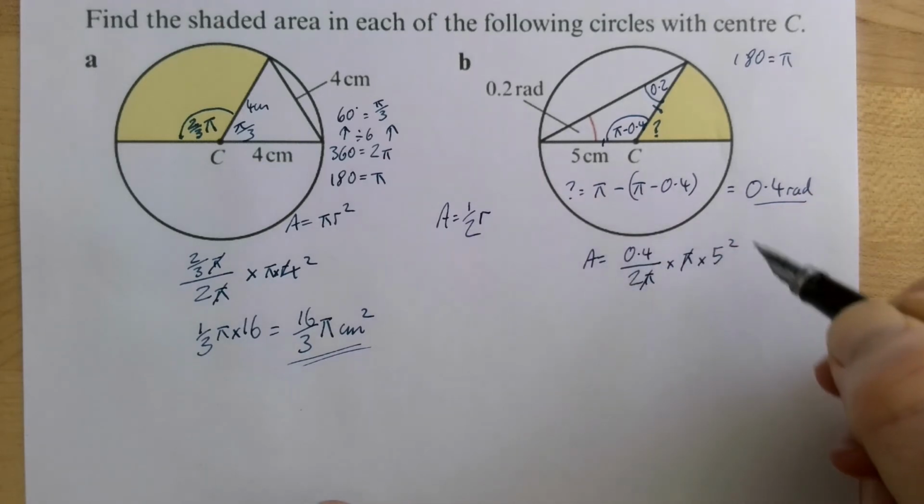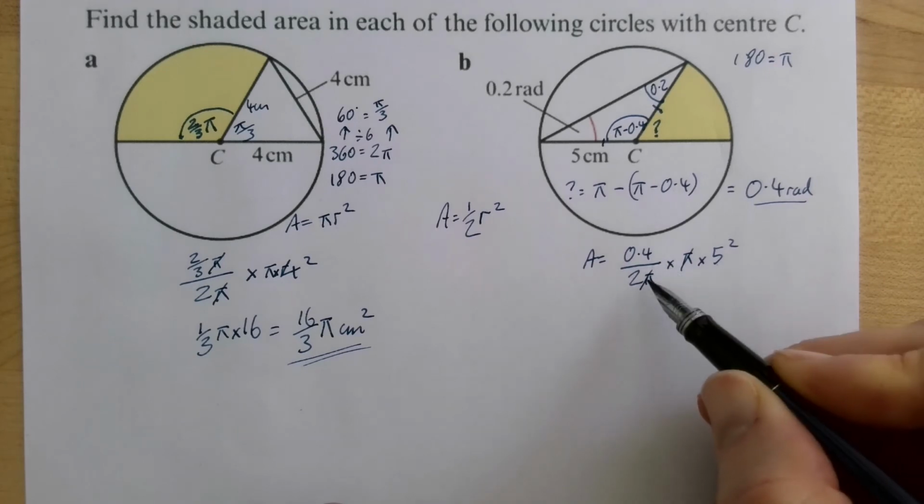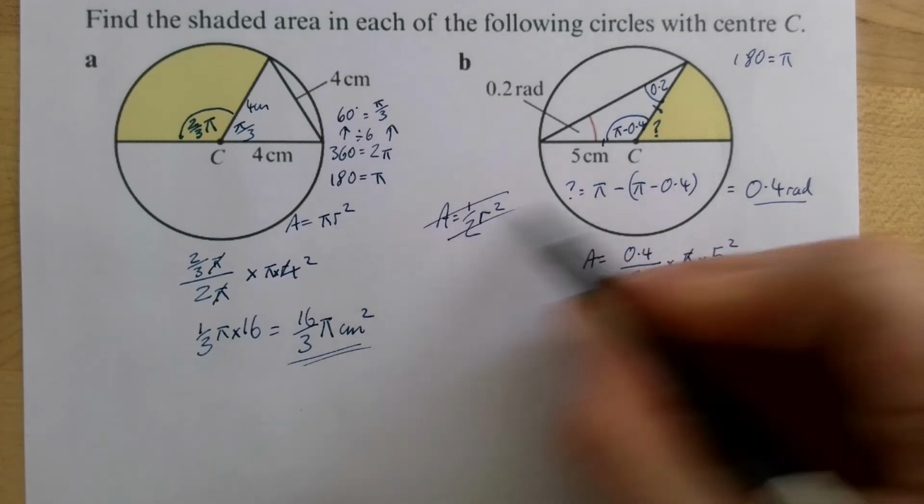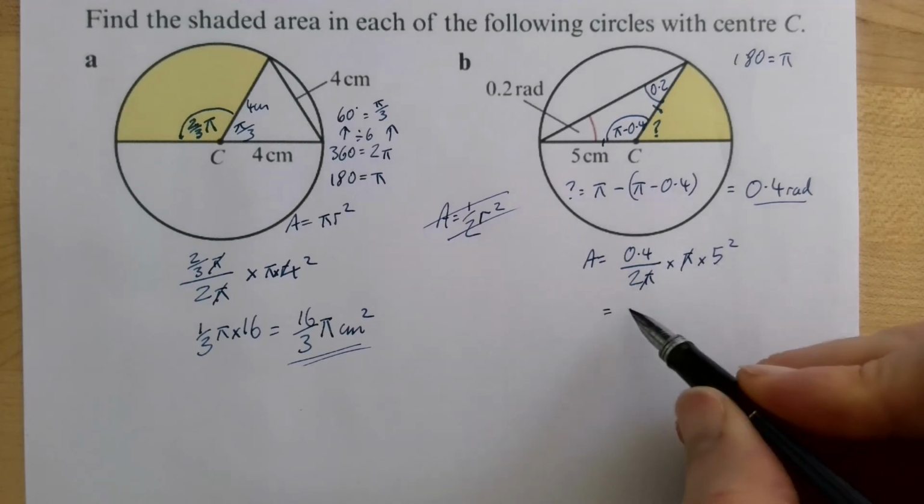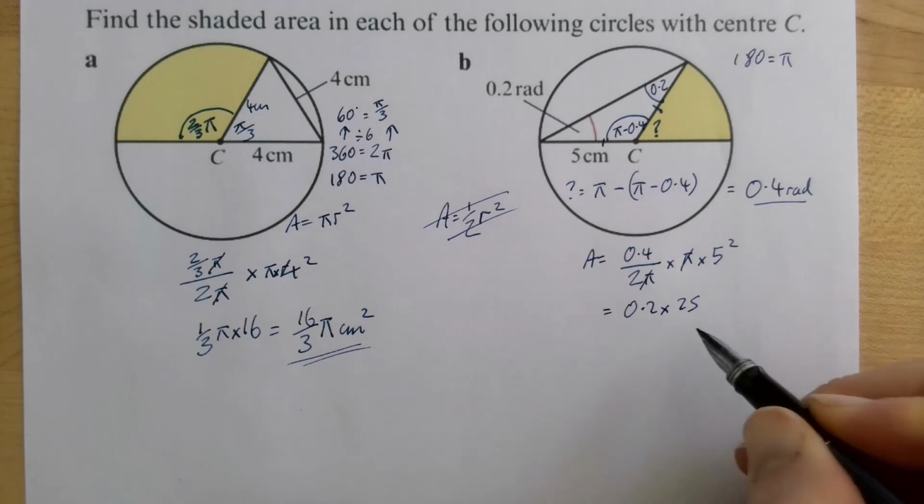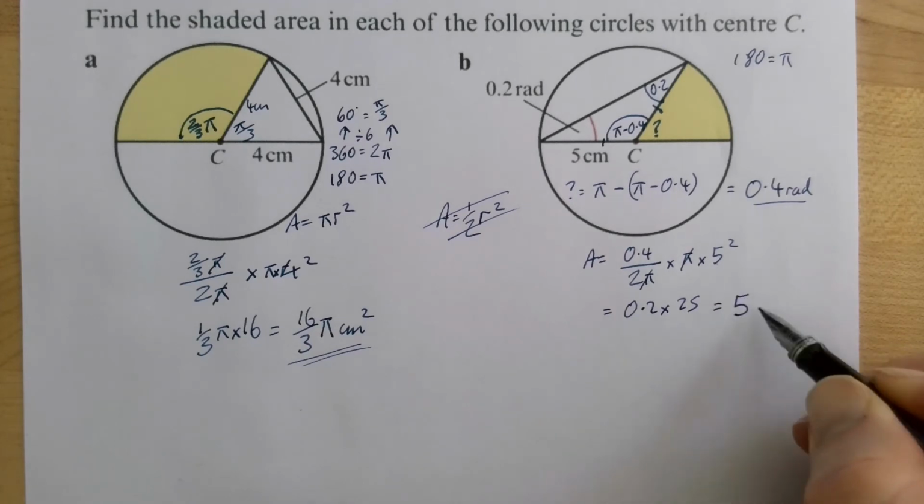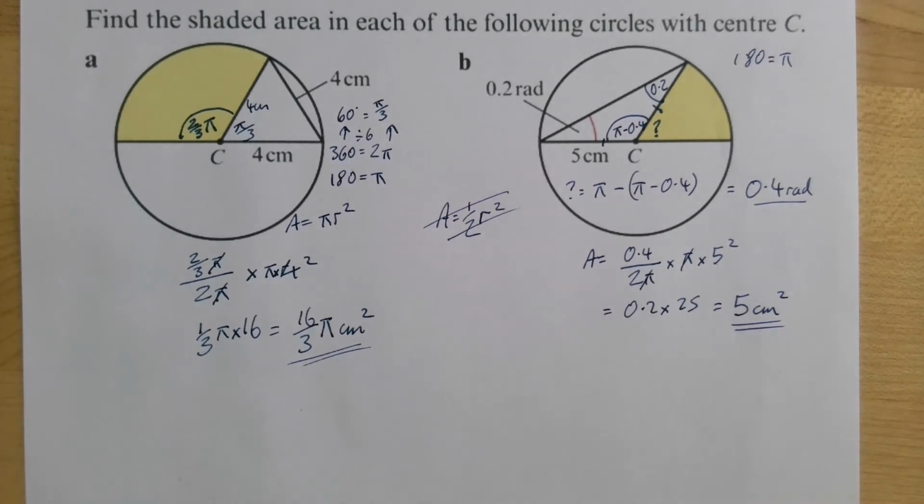times the radius squared, a half of the angle times the radius squared. Right, anyway, so what's all of that going to be? Well, a half of 0.4 is 0.2 times 25, which is a fifth of 25, isn't it? Which is exactly 5 square centimeters. So that's the angle one.